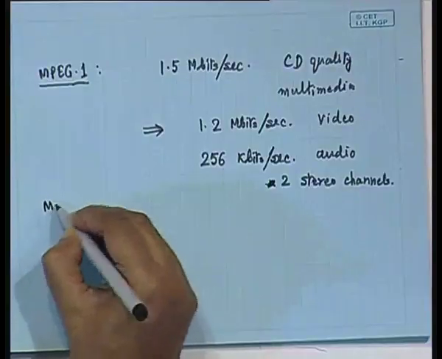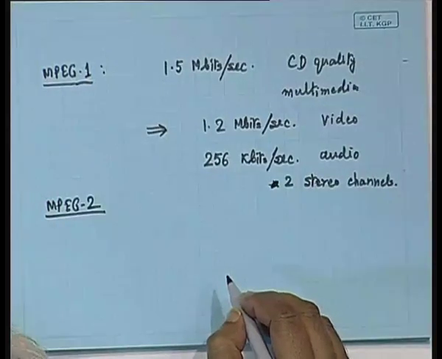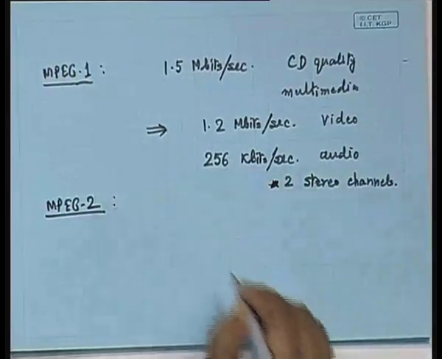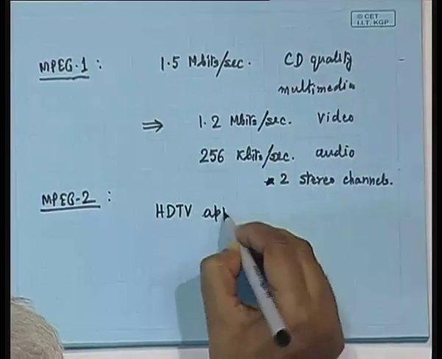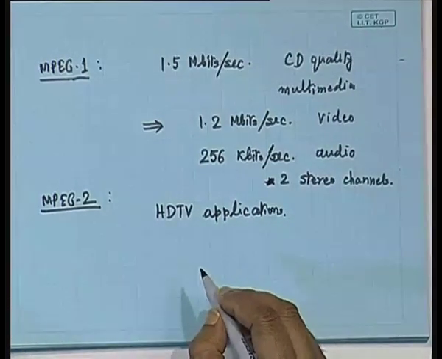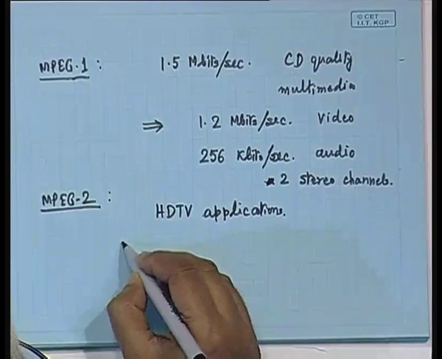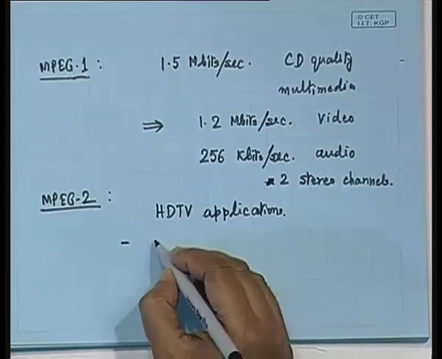In MPEG 2, there is an enhancement to this. In fact, as I had mentioned about MPEG 2 while discussing the video coding aspects, MPEG 2 basically caters for the HDTV applications. And for HDTV applications, the video bandwidth requirement I said is very high, and in the audio part of MPEG 2, 2 to 5 full bandwidth audio channels are accommodated.